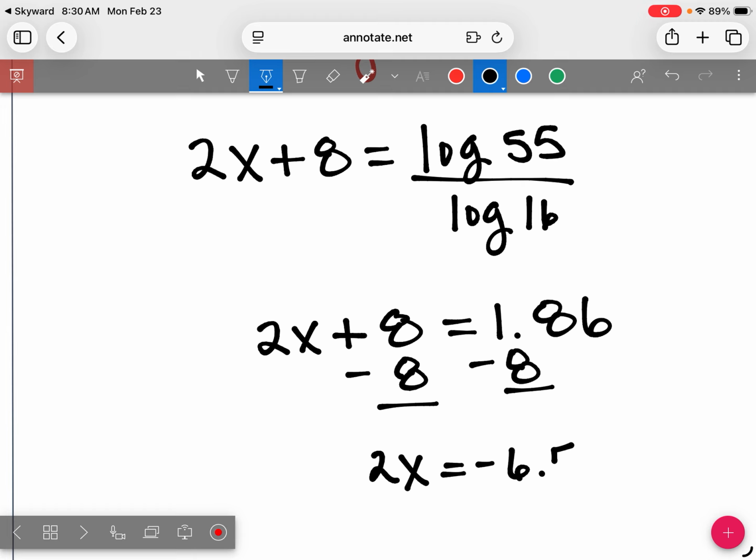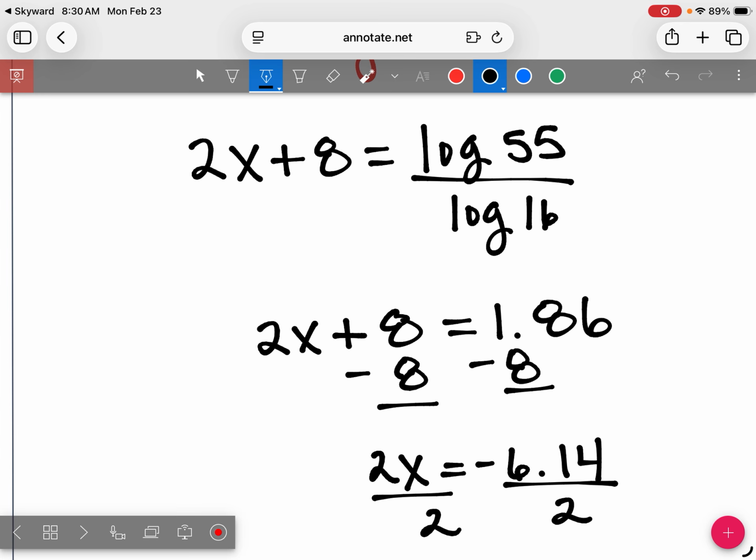Wait. Nope, that ain't right. Sorry. Okay, so we got 1.86. I typed it in my calculator different. And that would be negative 6.14. You definitely want to watch your rounding, because if you round too soon, your answer will be off. Last step would be to divide by 2.